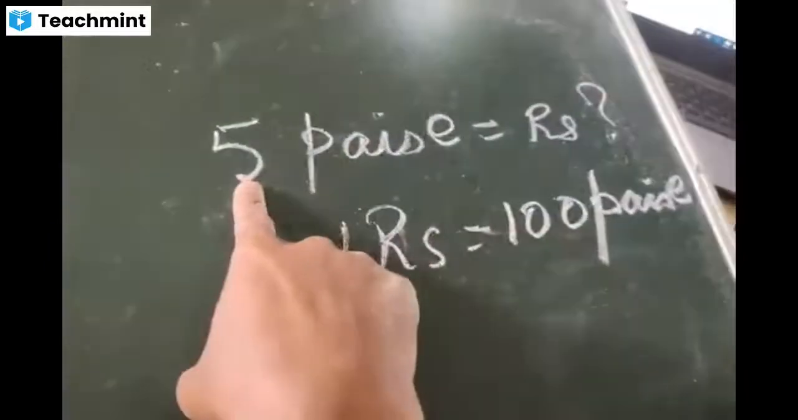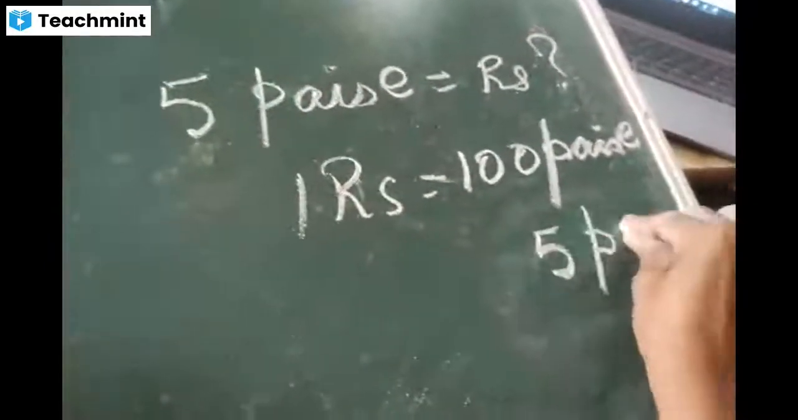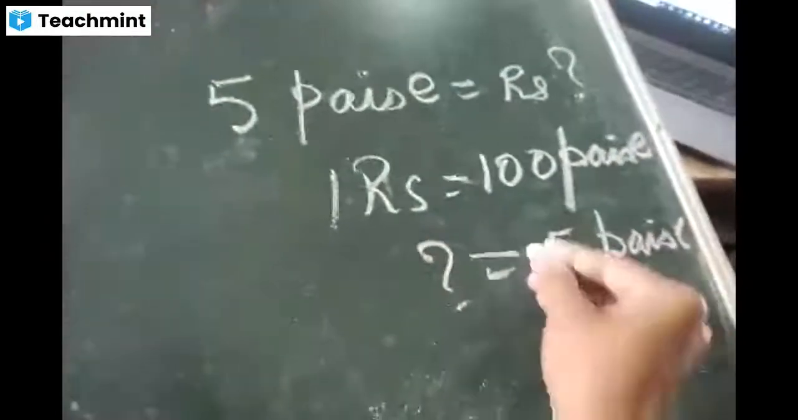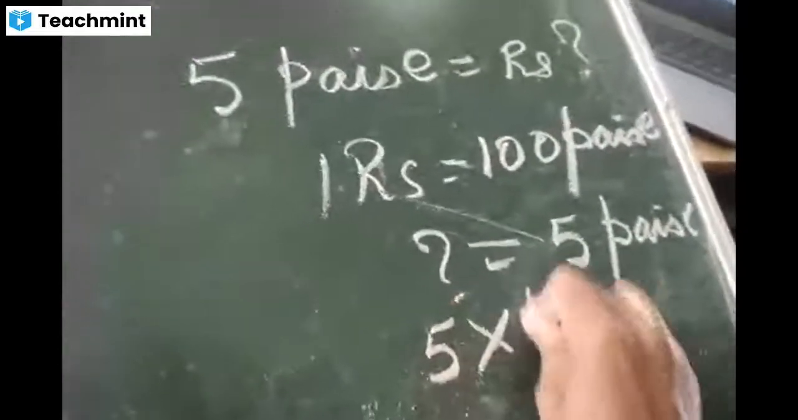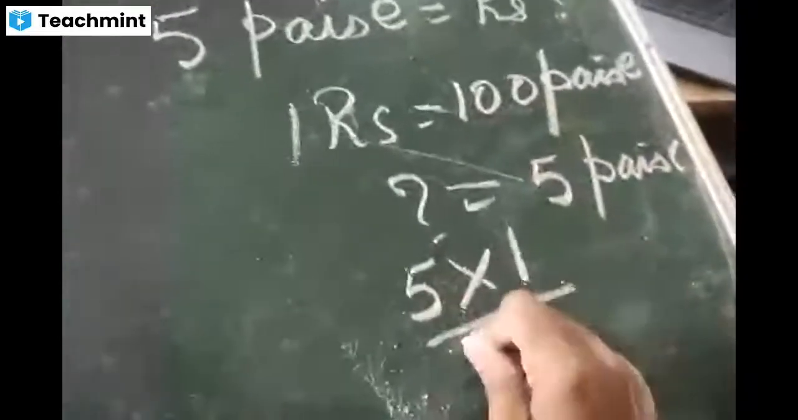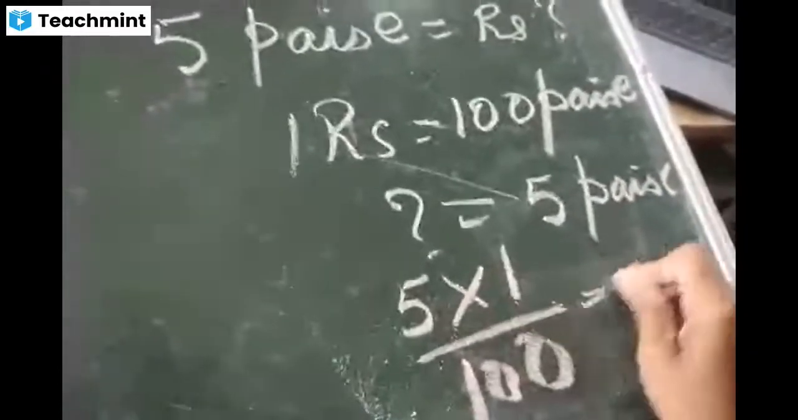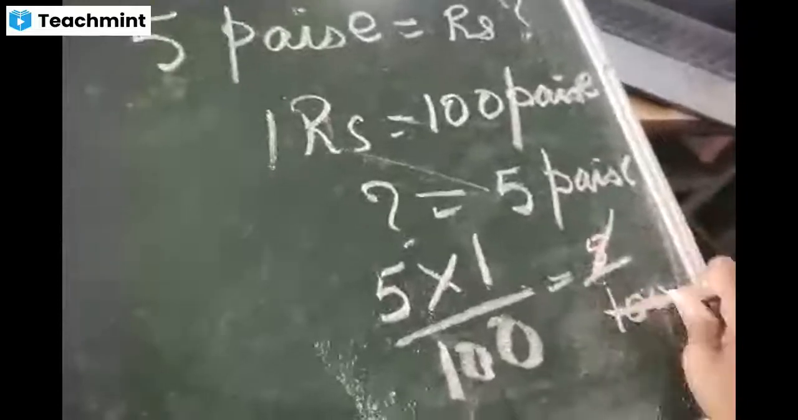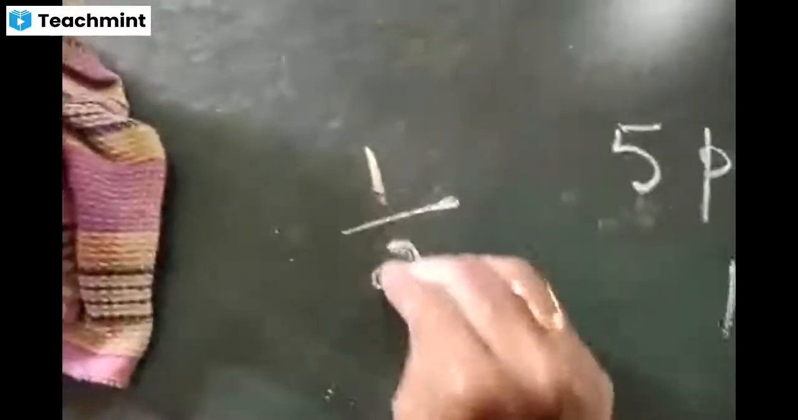Now, given is 5 paise. So, we'll write under paisa only. How many rupees? It will come here. 5 into 1. Then this will come to the denominator. 5 ones are 5 divided by 100. Cancel here. 5 ones are 5, 5 twos are 10. So we will get here 1 by 20.